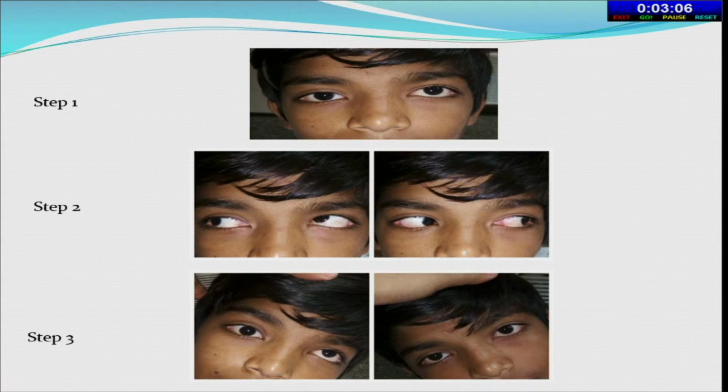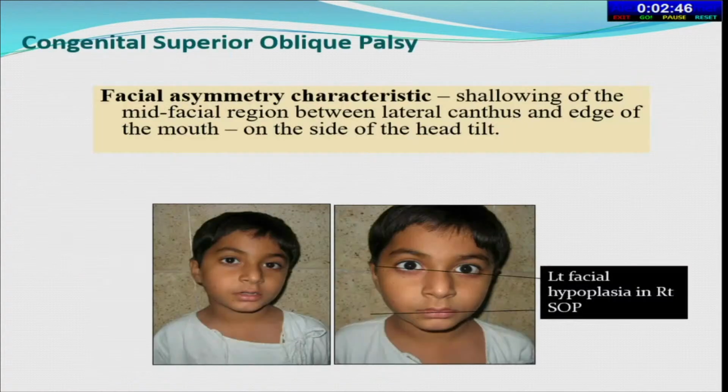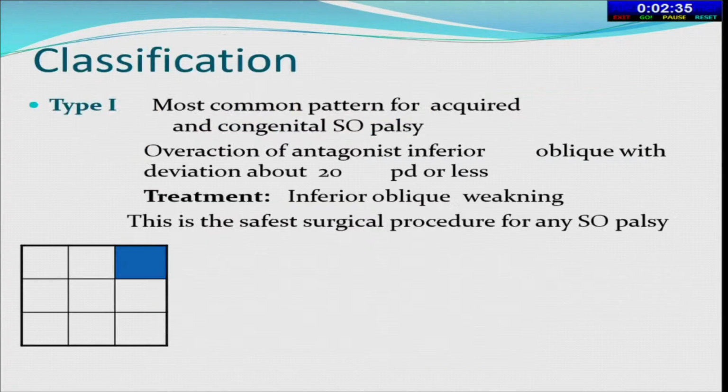The deviation decreases on the same side and increases on the contralateral side, and also increases on the same head tilt. You should always check for the torsion in cases of superior oblique palsy to demonstrate whether it is unilateral or bilateral SOP, right? Congenital superior oblique palsies may have facial asymmetry also, and you should look for that. It may be one of the ways to differentiate it from the acquired causes.